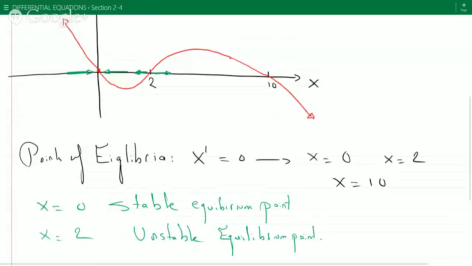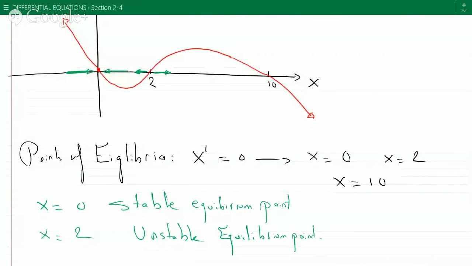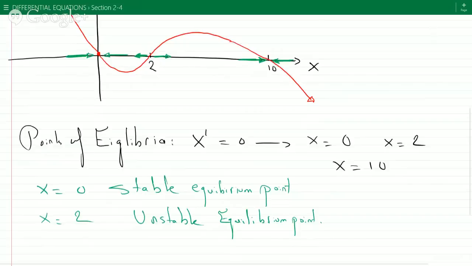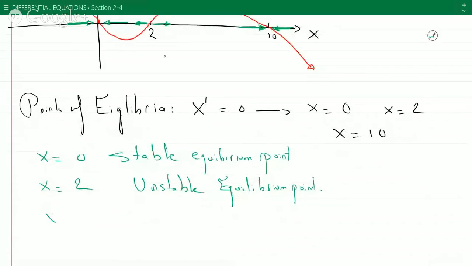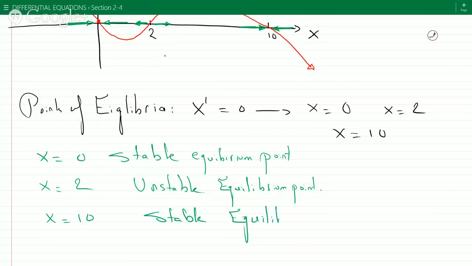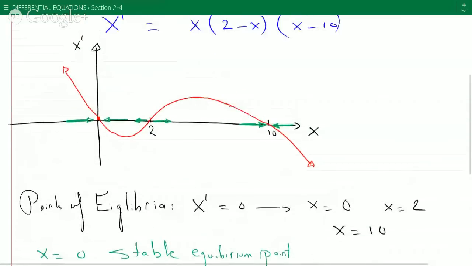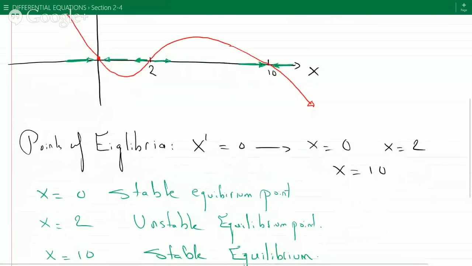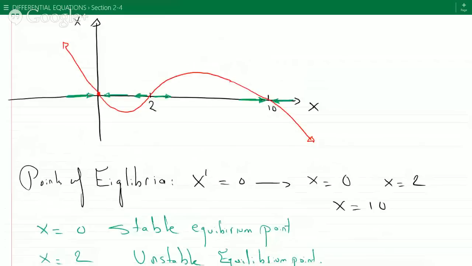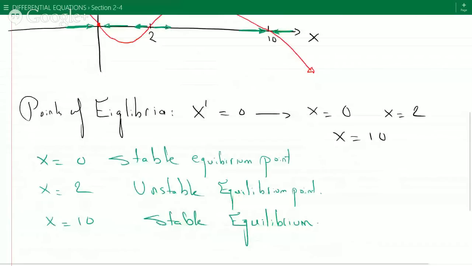And then for the 10, we have to the left negative slope, so towards it. And to the right, it's also negative slope, so that's towards it. So x equals 10 is a stable equilibrium. So that's the idea here. Those are the equilibrium points, and these are their stability categories.